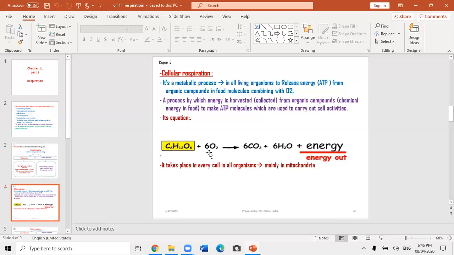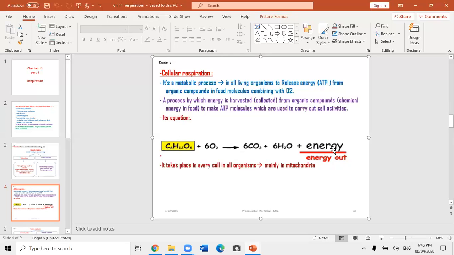in symbols and in words. And as usual, we write it as C6H12O6, referring to glucose, plus oxygen, 6O2, to give 6 CO2 plus 6 H2O plus energy. And here the energy, as you see, will be released. Adding the number 6 here is for balancing, since it's a chemical equation, so it should be balanced. So we balance it by adding 6 here, 6 for carbon, 6 for hydrogen, etc. And as you see, here will be the production of energy.